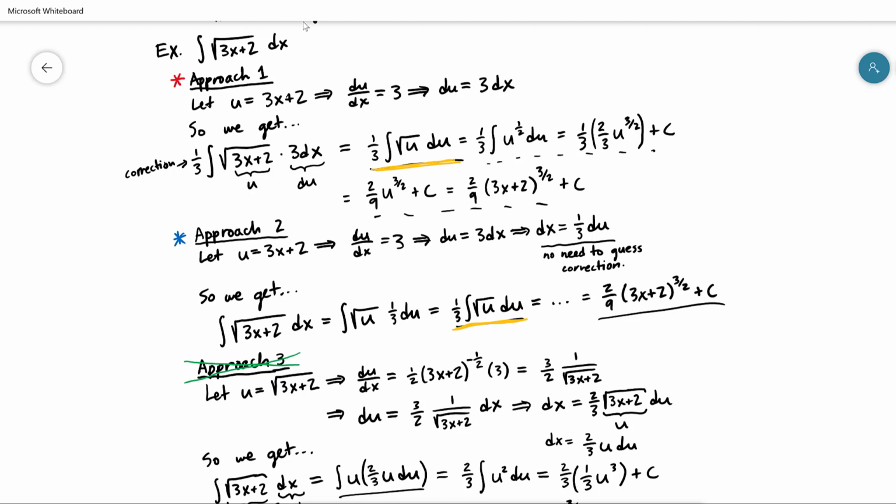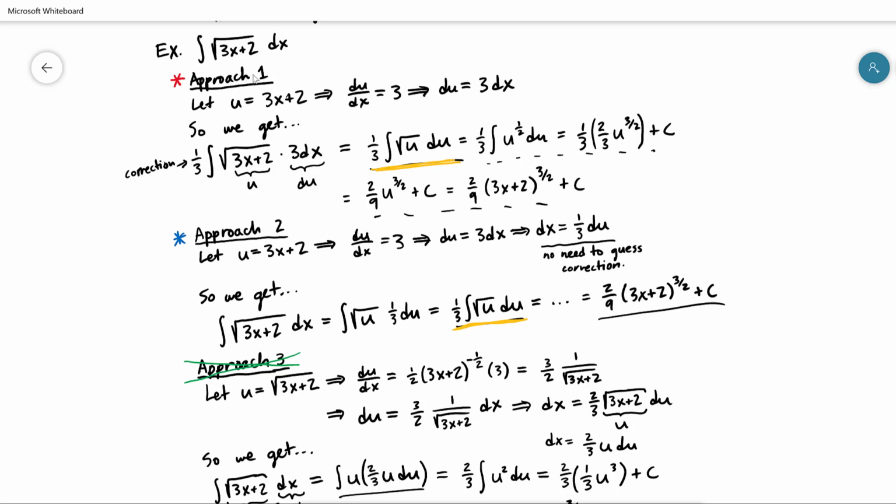The only distinction, again, is whether I stop in solving for du in terms of dx, or down here, I actually go a step further and I solve for dx in terms of du. So I can directly substitute in the dx into the original problem. Again, this approach tends to lead to fewer mistakes, in my opinion.